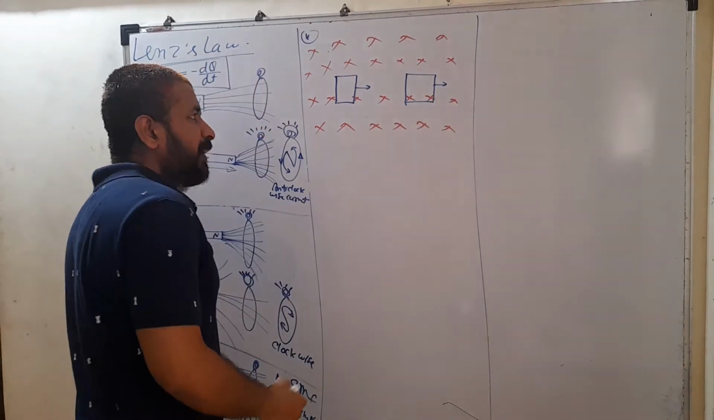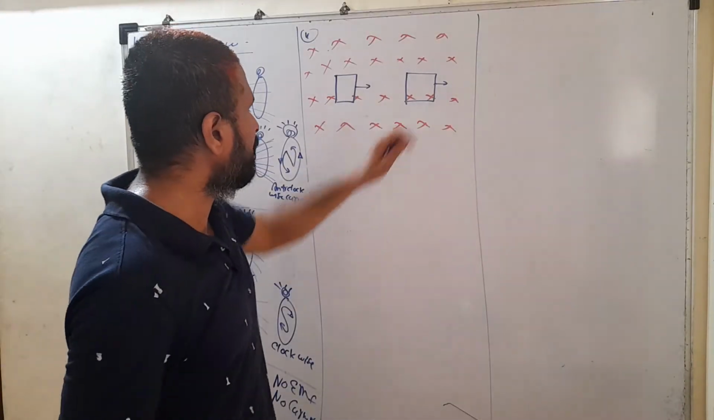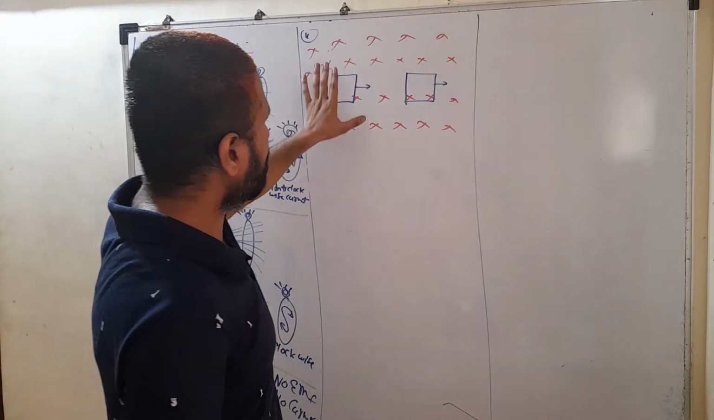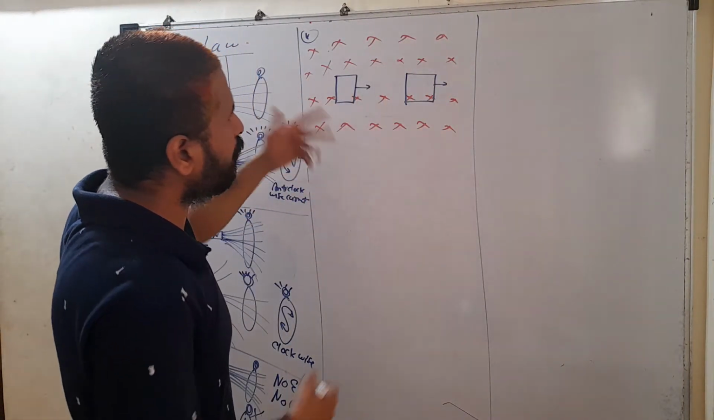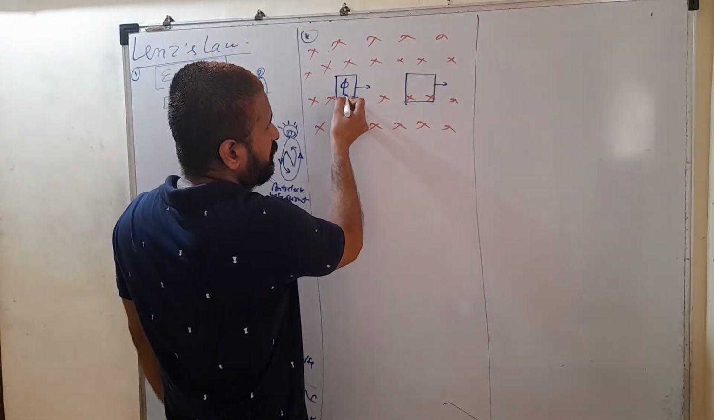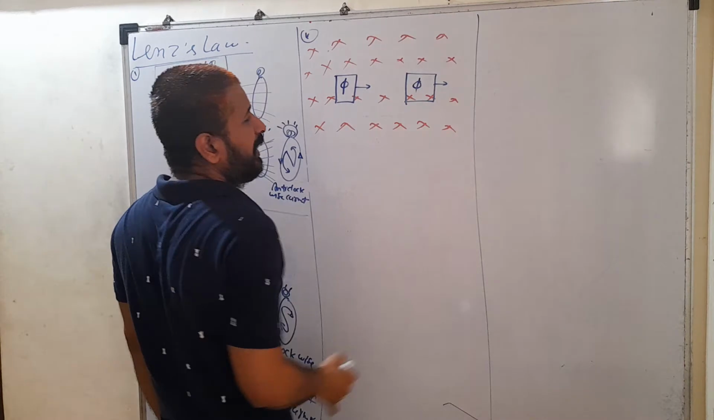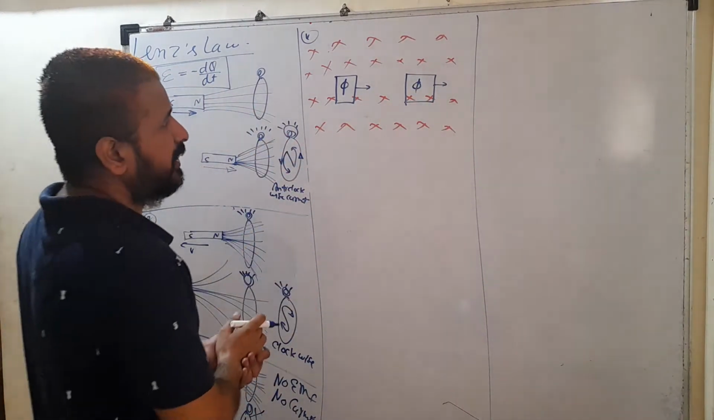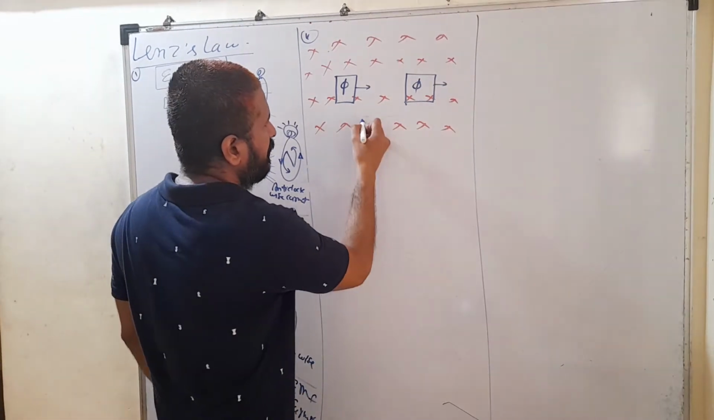Is there any change in flux if you are bringing this frame from here to here? Because this frame is moving in a uniform magnetic field. So when this frame is moving in a uniform magnetic field, no change in flux. Whatever number of magnetic lines are passing through this loop at this point, the same magnetic lines are passing here also because magnetic field is uniform, magnetic field is constant, area is constant. So no change in flux.